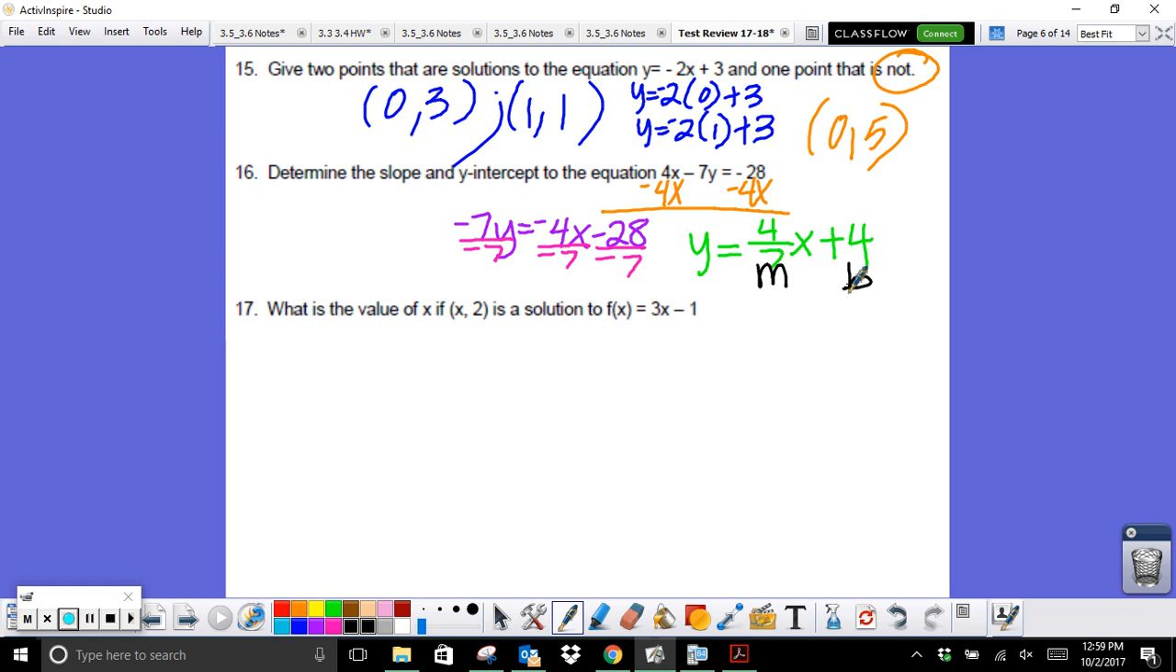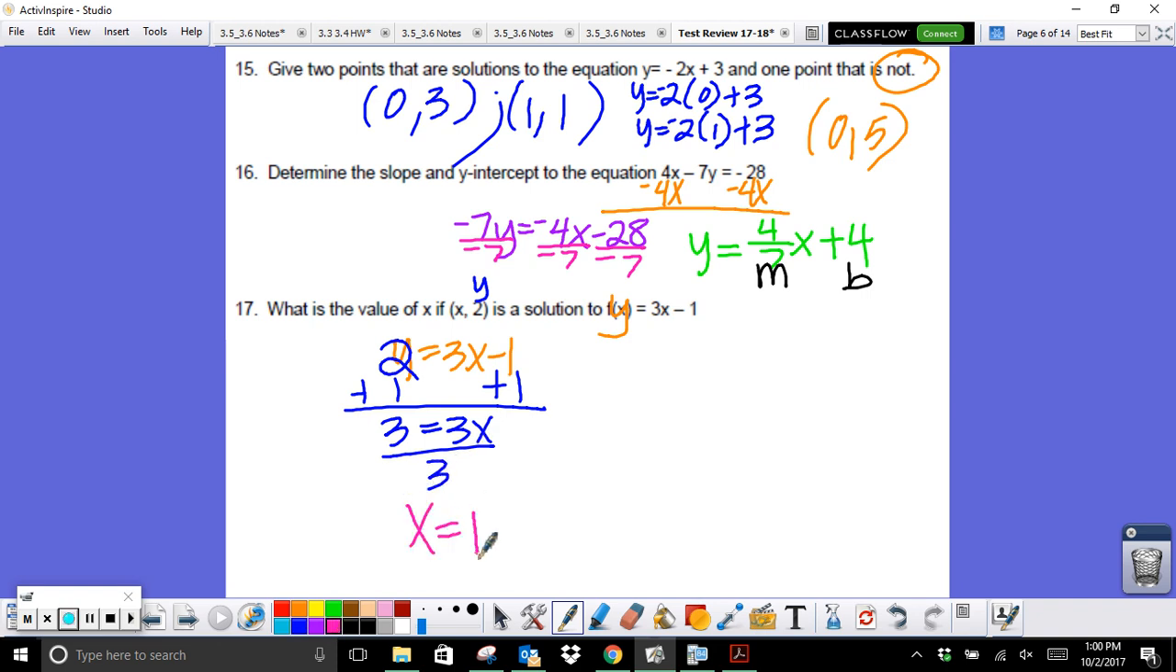17, what is the value of x if x, 2 is a solution to, remember f of x just means y. So we've got y equals 3x minus 1. And look what it's giving us in this point. It's giving us the y value. So I'm going to take 2 and I'm going to plug it in for y. And then I'm going to solve. I'm going to add 1 to both sides. So 3 equals 3x. Divide by 3. So x would be 1.